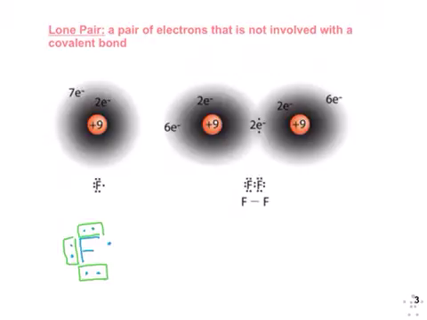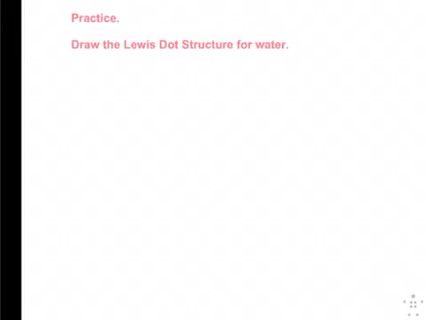So we don't worry about them. We'll just talk about lone pairs. That would just be a term that you need to be familiar with. So how do we draw these Lewis structures when we have bonding?